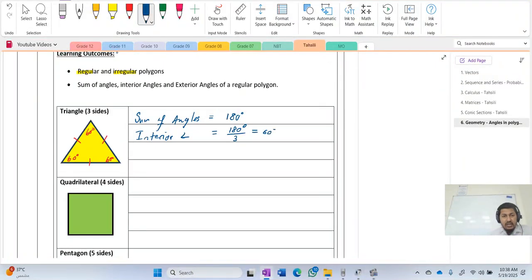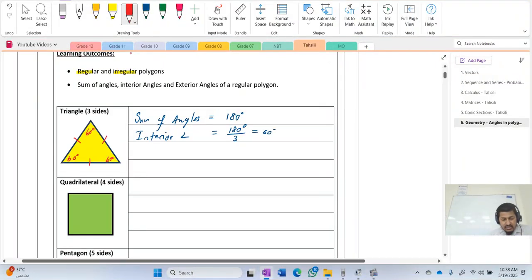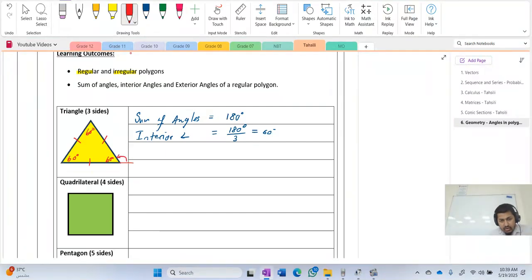Now what's important as well is the angle outside, which we call an exterior angle. How do we get the angle outside? It's going to be 180 minus 60, because angles on a straight line are equal to 180 degrees. The exterior angle is always 180 minus the interior angle, which is 60 degrees. So we get 120. I hope you guys understood that.